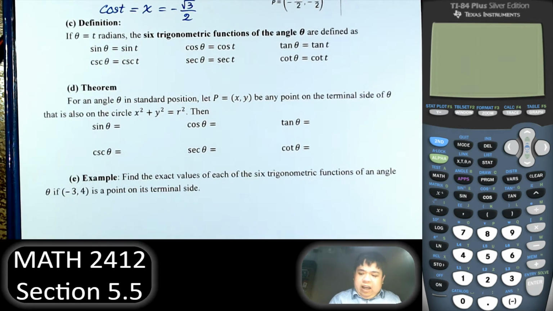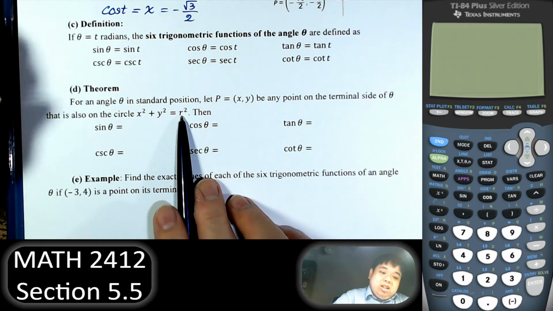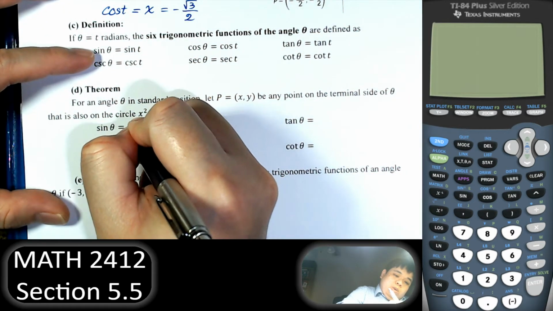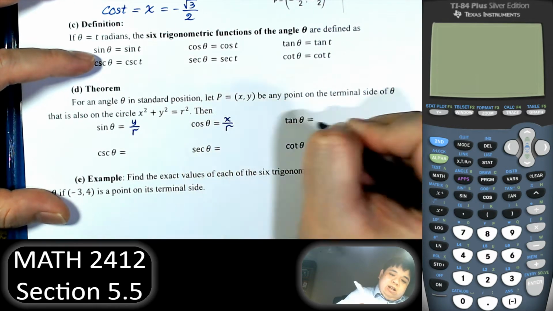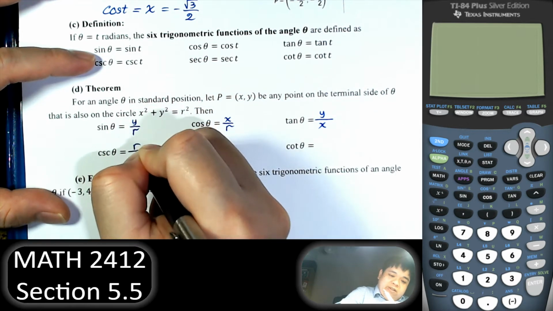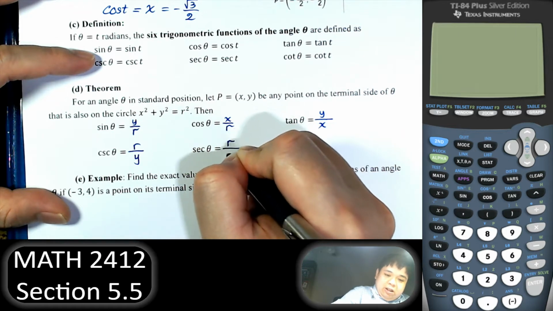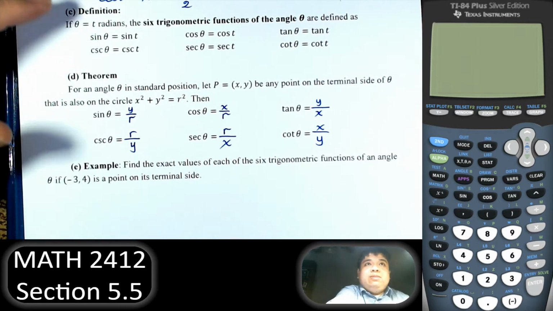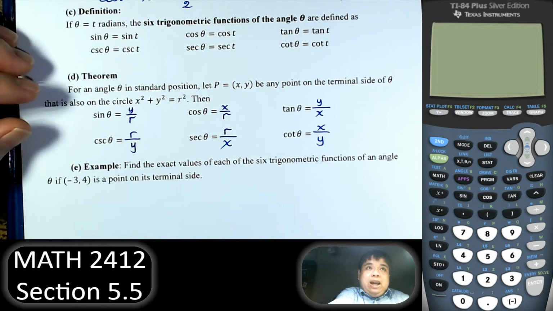And then if we have a bigger circle or smaller circle where the radius is no longer 1, then of course we have sine is y over r, x over r for cosine, y over x for tangent. Flip the sine, flip the cosine, and flip the tangent. So that's what we had before. In this case, r could be anything.